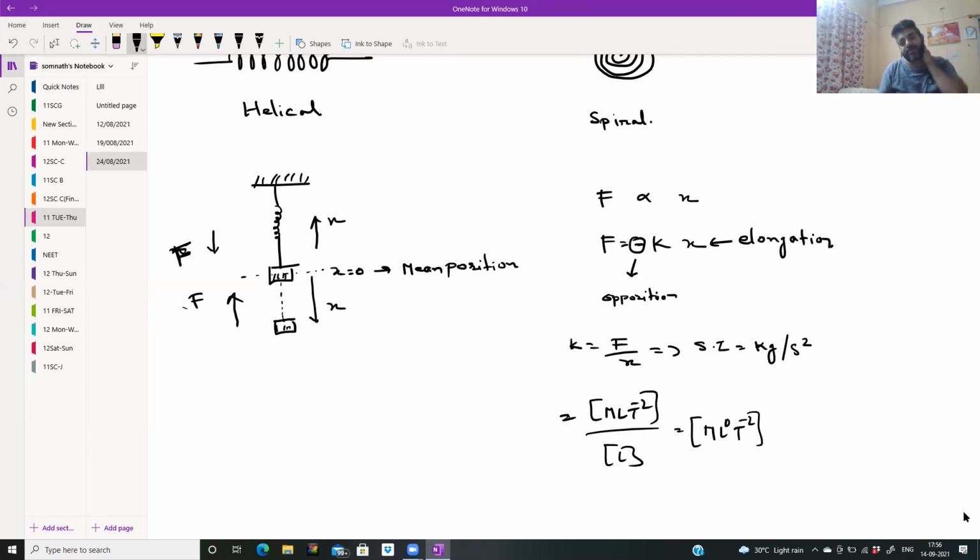Now spring force, K is the spring constant. So what is the SI unit? Kg per second square, dimension ML0 T minus 2. Clear, everyone? Yes, sir.